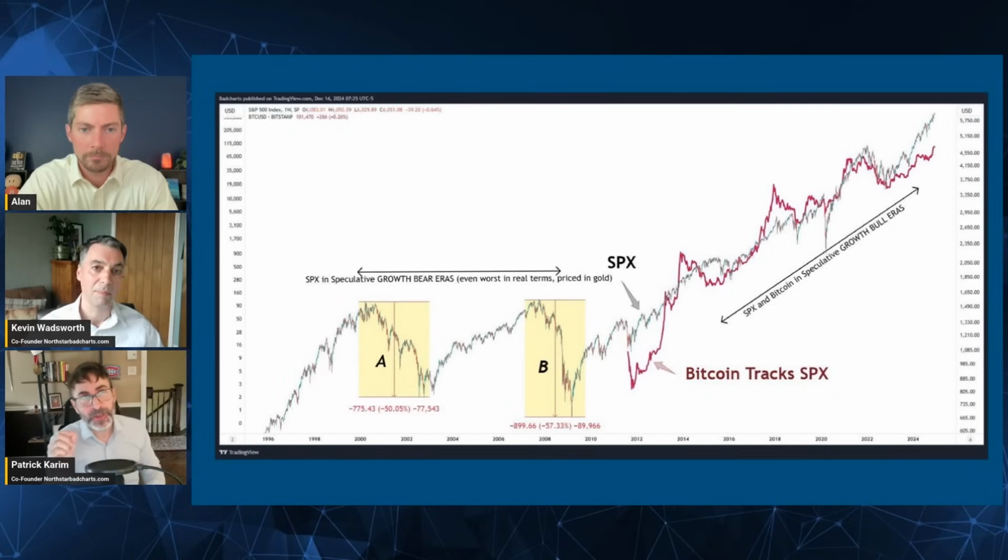It's when the aggregate of market participants realize that it's not going to be a random 5 or 10% correction for the SPX. It's going down 30, 40, 50. It's that mindset switch that happens.